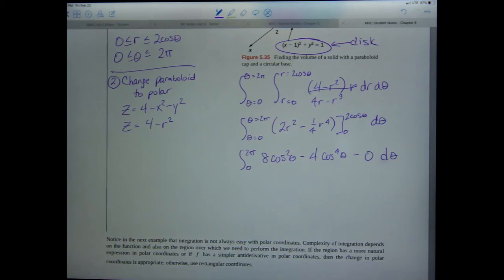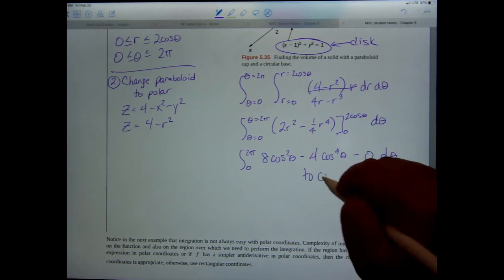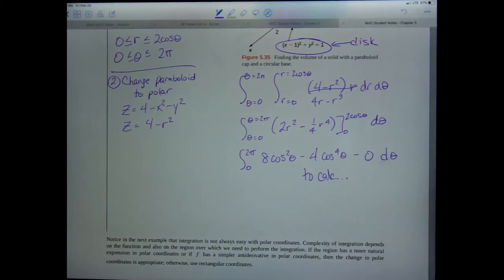Now, I tried to do this by hand, and guess what? It doesn't work. So, to the calculator. I want you to try to plug this in. Make sure you plug it in right. Use the r if you want to for 2 cosine theta. It's much easier.